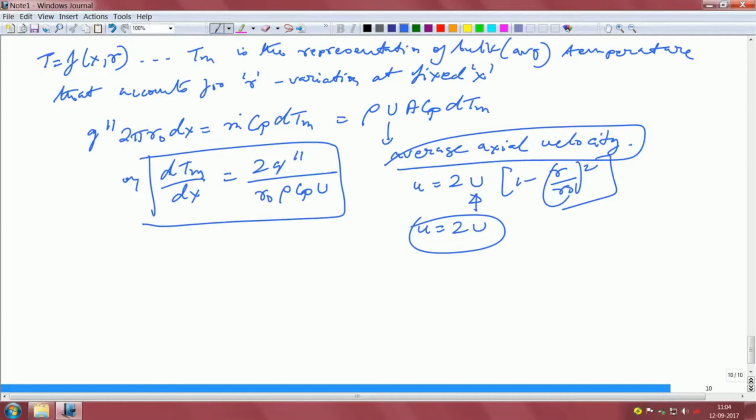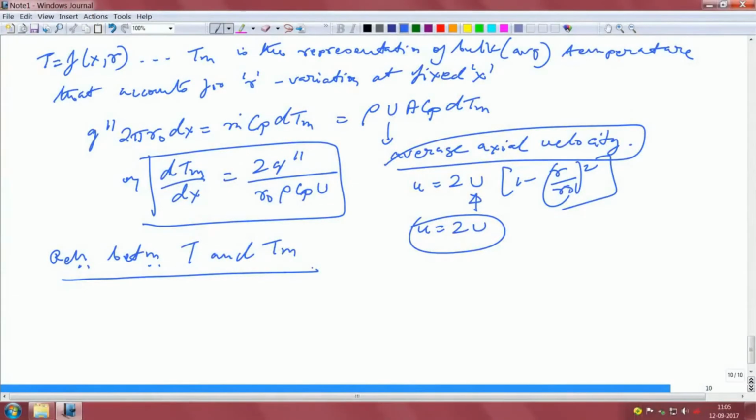Now, what is the relationship still between T and Tm? That is what we are going to do before we end this lecture. We said that T varies with x and r. Tm basically takes into account that r variation at fixed x. So there must be a relationship between Tm and T, which we need to establish.